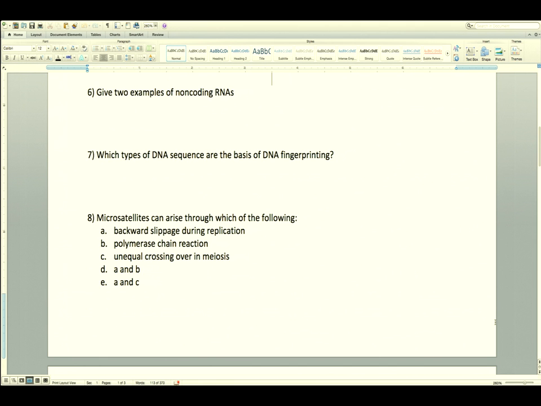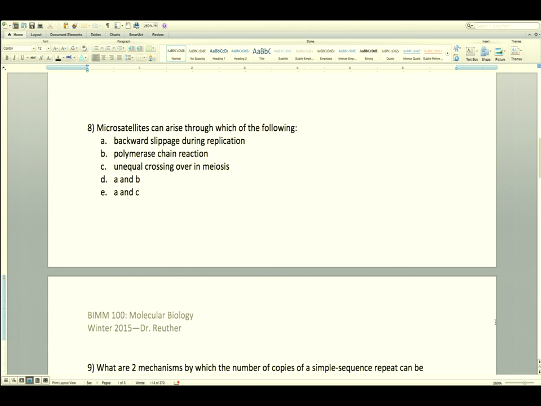All right, back online. Okay, did you say this RNA? Yeah, that's correct. So some more examples would be mRNA, tRNA, and telomerase RNA. These are the examples that Dr. Ruther wanted you to remember, so definitely know those. So which types of DNA sequence are the basis of DNA fingerprinting? All right, we're going to cover that in a little bit, so don't worry about it right now.